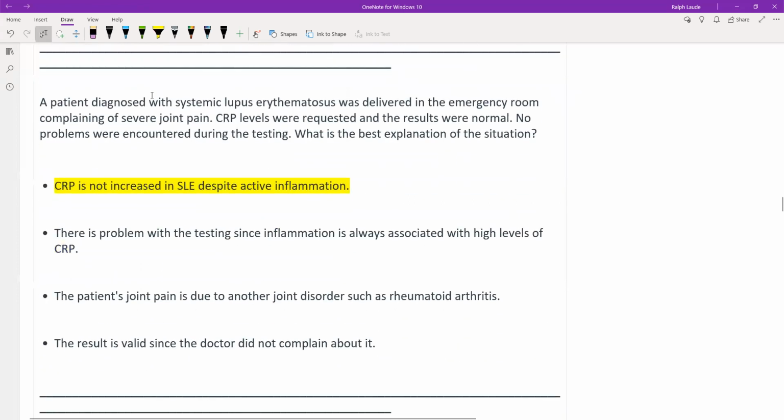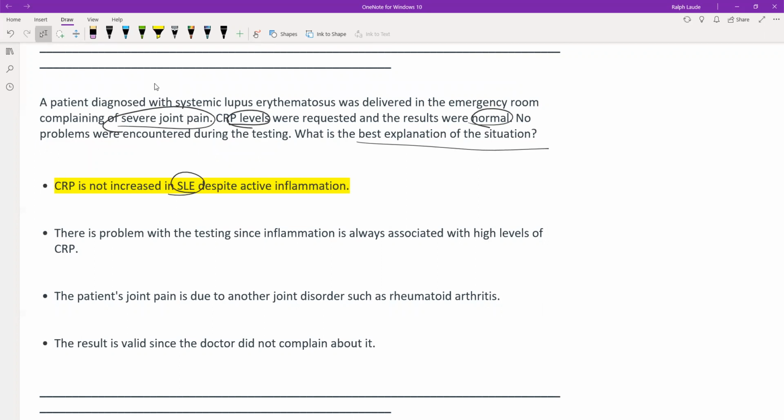A patient diagnosed with SLE was delivered in the ER complaining of severe joint pain. This is actually one of the manifestations of systemic lupus erythematosus. That's why it has to be differentiated from gouty arthritis as well as rheumatoid arthritis. CRP levels were requested and the results were normal. No problems were encountered during the testing. What is the best explanation of the situation? The answer is that CRP is not increased in SLE despite active inflammation.